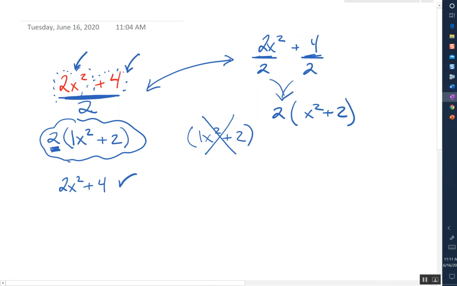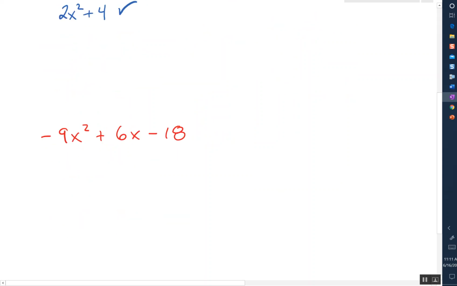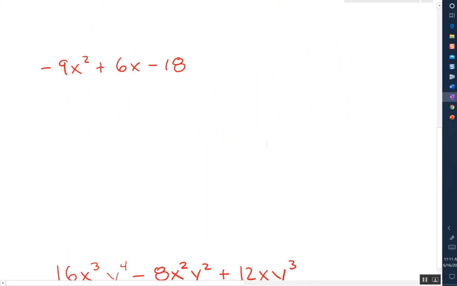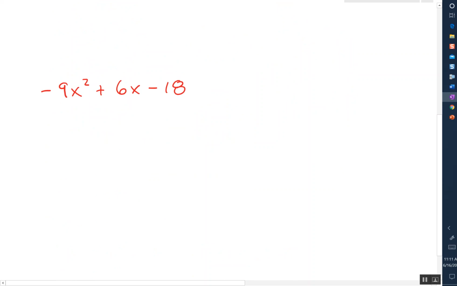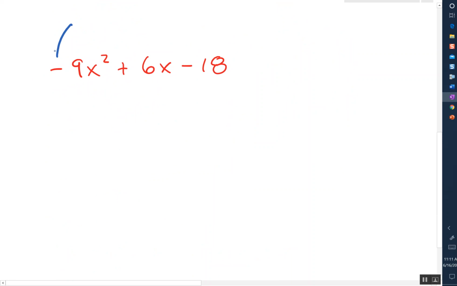All right, now that one was relatively simple. Let's try the second example. So here we go, we got a new example. This one has 3 terms. So I'm going to have to find something that is common to all 3 terms, and it's the biggest thing I can find.